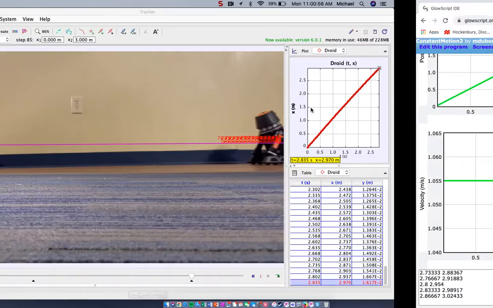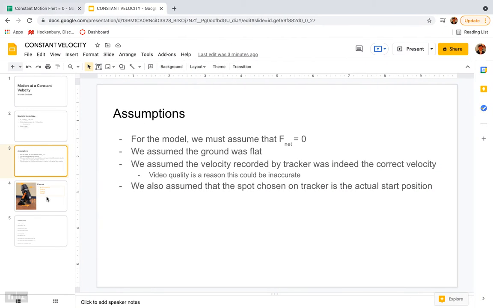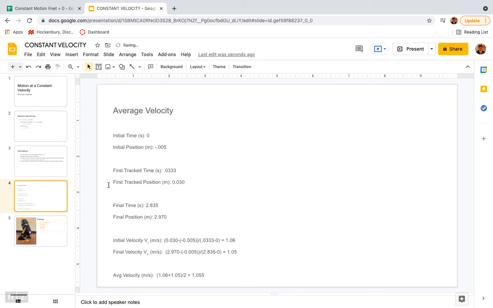Alrighty. So next what we're going to do is take this data and use it for average velocity. To calculate this average velocity, I decided to do 2 points and compare them. So we have the first tracked time and position as well as the final time and final position. The initial velocity ended up coming out to be this, as we had used the initial position to adjust for the slight error that I may have had. Initial velocity ends up being 1.06, as well as 1.05 for the final velocity, and the average together is 1.055. So this is the average velocity that we're going to be using to set up our model.